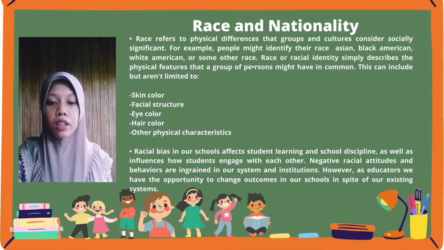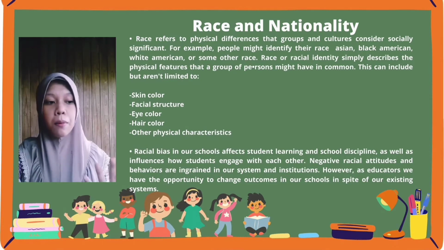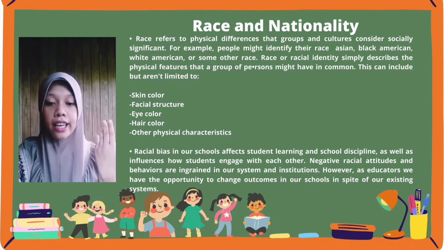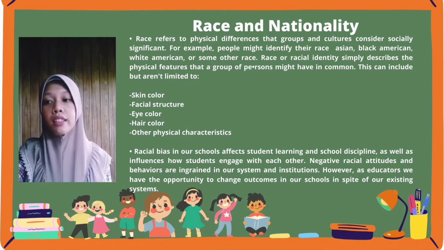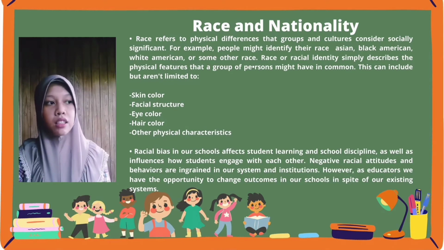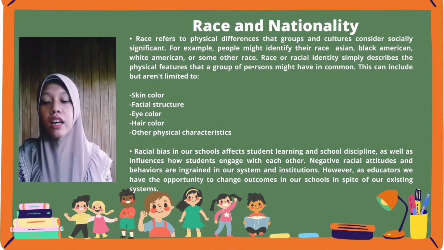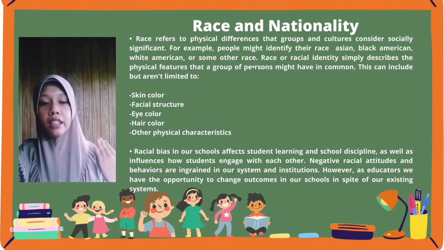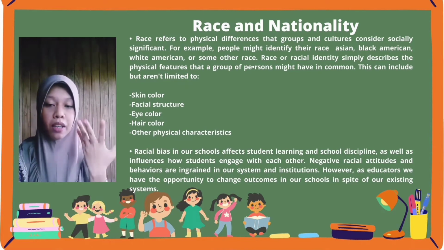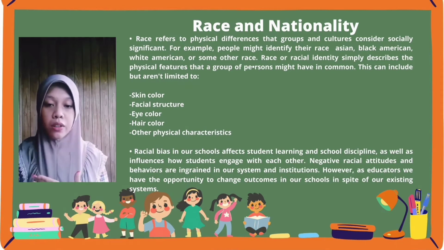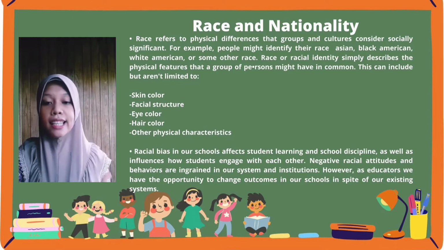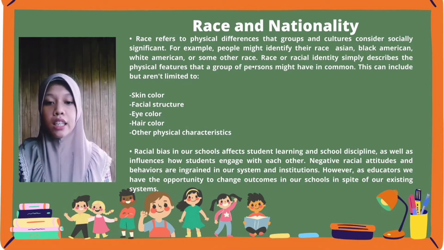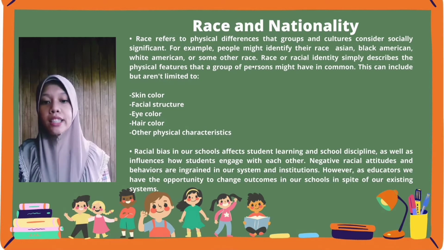These can include, but are not limited to, skin color, facial structure, eye color, hair color, and other physical characteristics. For example, here in the Philippines, if we have a friend who has curly hair, dark skin, brown eyes, and a flat nose, then we identify that girl or boy as an Eta. So this is how we identify individuals.